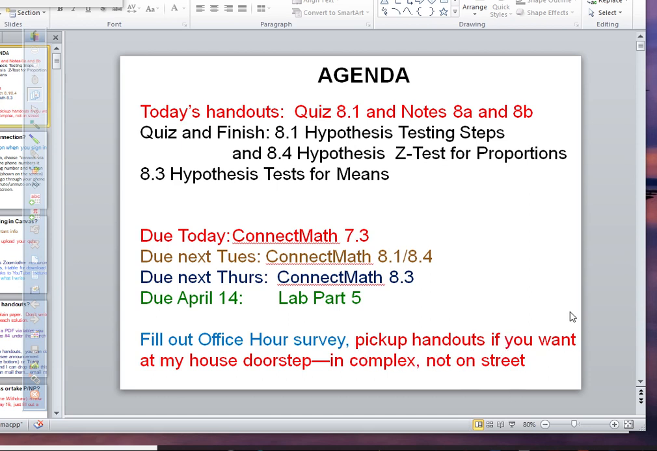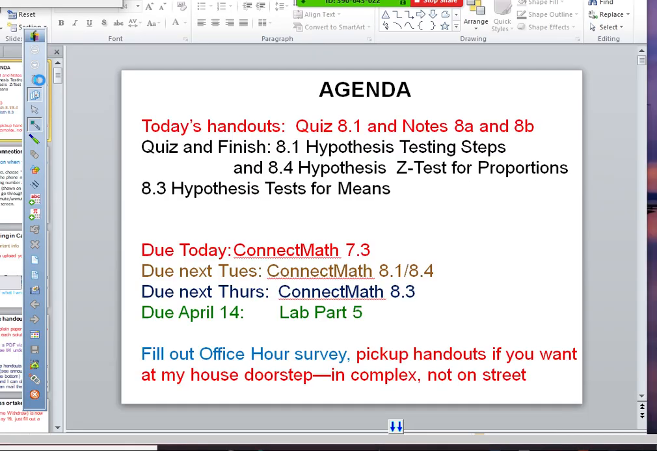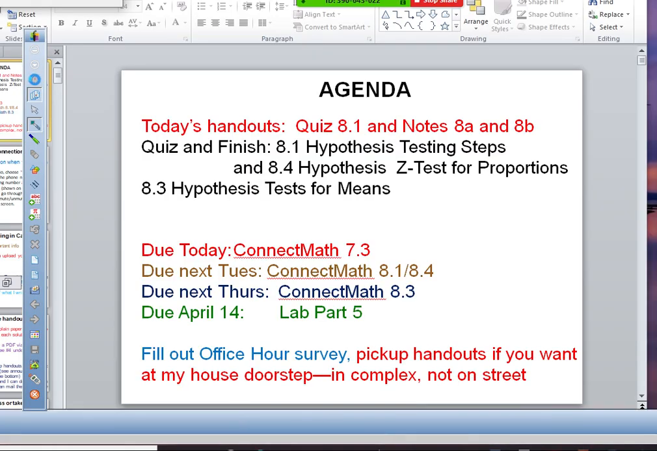Also, if you want to pick up handouts at my house, I am in the complex, not on the street. We're going to talk about that a little bit more in the next few slides, actually.